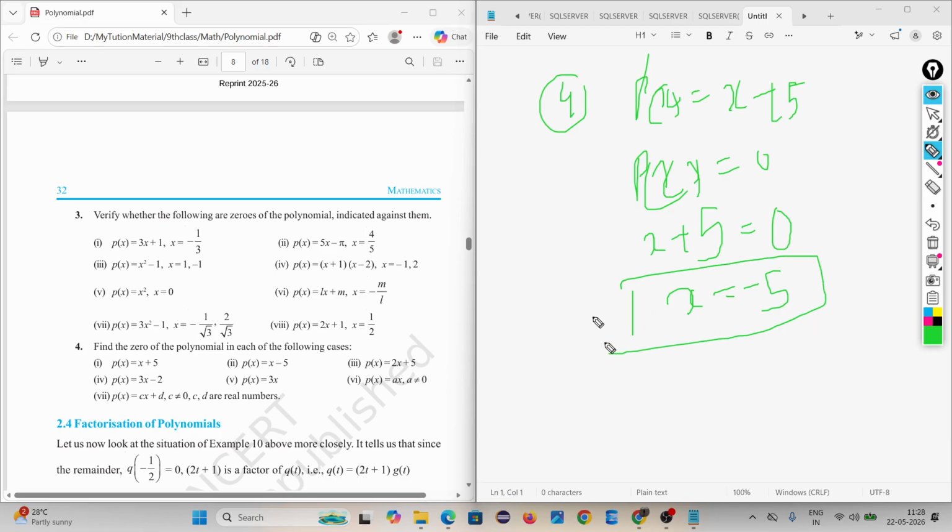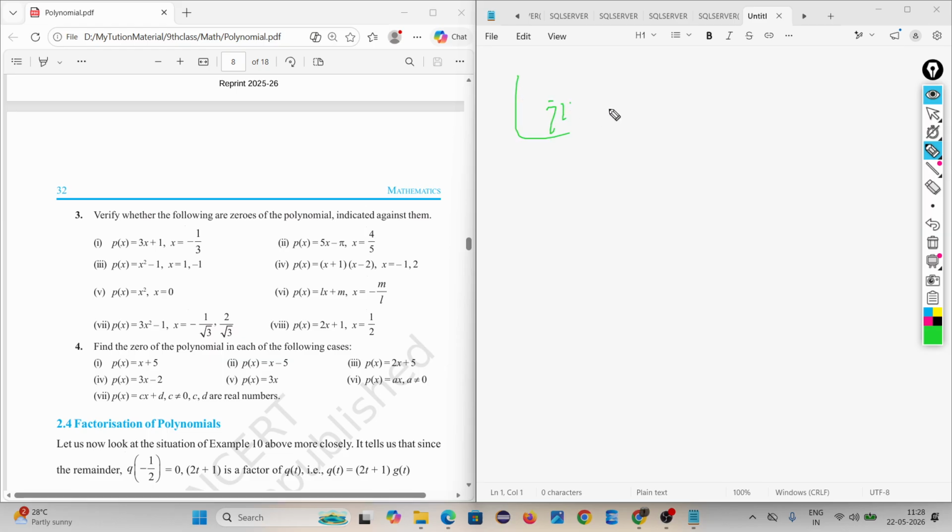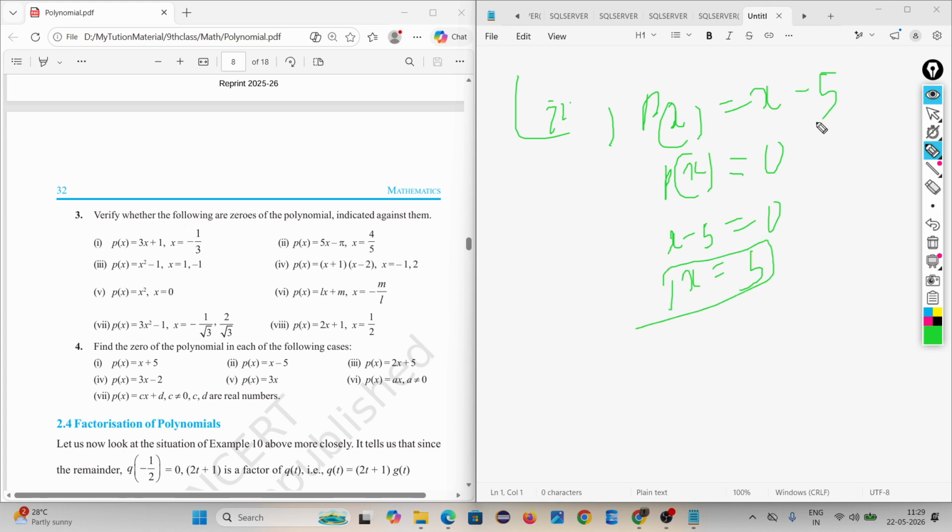Like this, find question number 2. P of x equal to x minus 5. P of x should equal 0. P of x is nothing but x minus 5, which should equal 0. Then x equal to plus 5. Put 5: 5 minus 5 is 0.